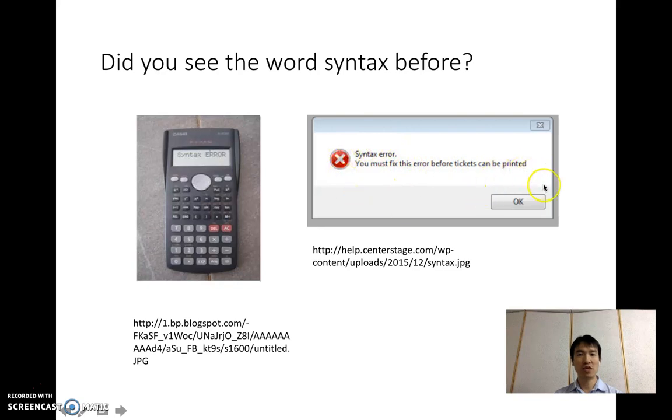What you have to do is change some coding of the program in order to fix the syntax. A computer is written in a language, what people call a computing language, and computing languages must have a syntax as well. That's why you see the word syntax in a calculator or in a PC or Mac. Okay?